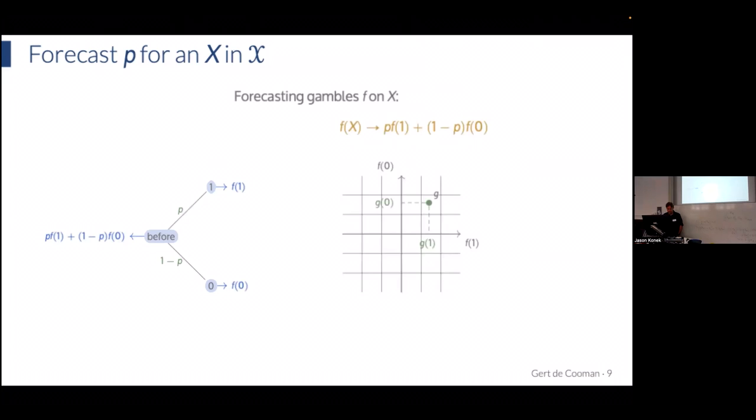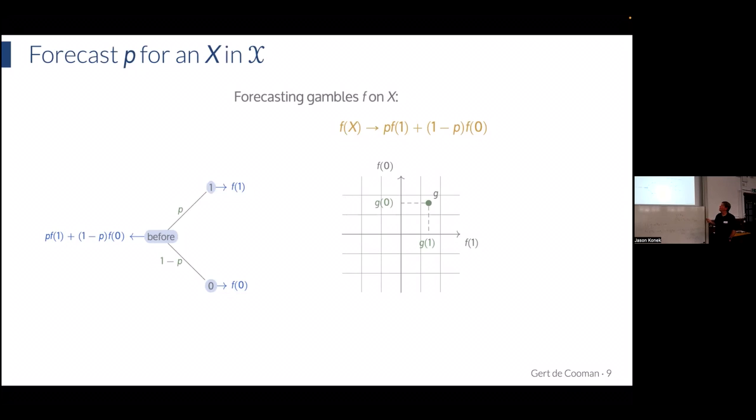This is something you've seen many times before today. If I have a gamble, I can represent this, because there are two possible outcomes, zero and one, by a point in this two-dimensional space with the coordinate in one and the coordinate in zero. So this is what happens. If I have a gamble, then I will also have a forecast for the expected value of that gamble. So that will give me P times the value in one plus one minus P times the value in zero.